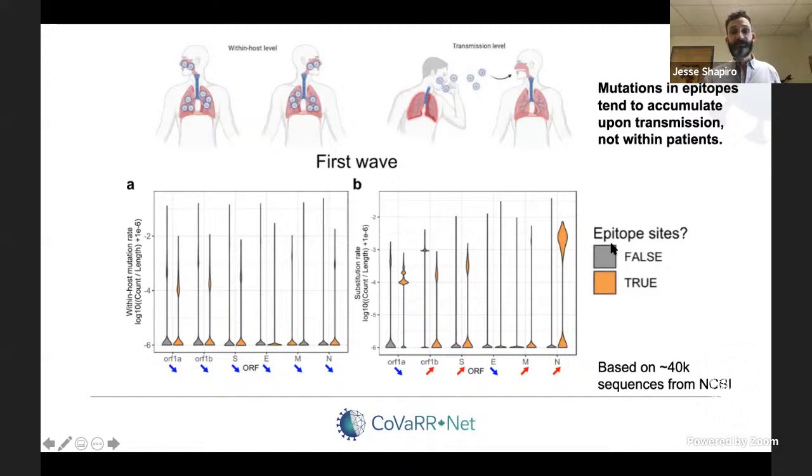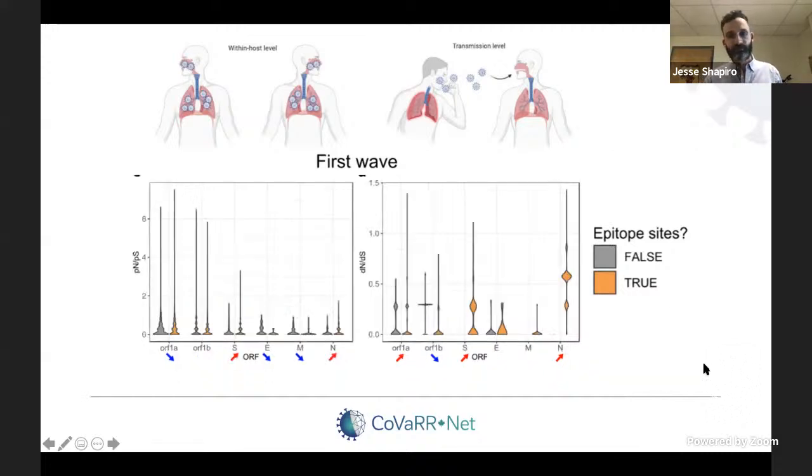And this, again, I should say, is based on about 40,000 sequences publicly available in NCBI. Here we had to go to NCBI instead of GISAID because GISAID just has consensus sequences, but NCBI has the raw reads. So we need the raw reads to do this within-host analysis.